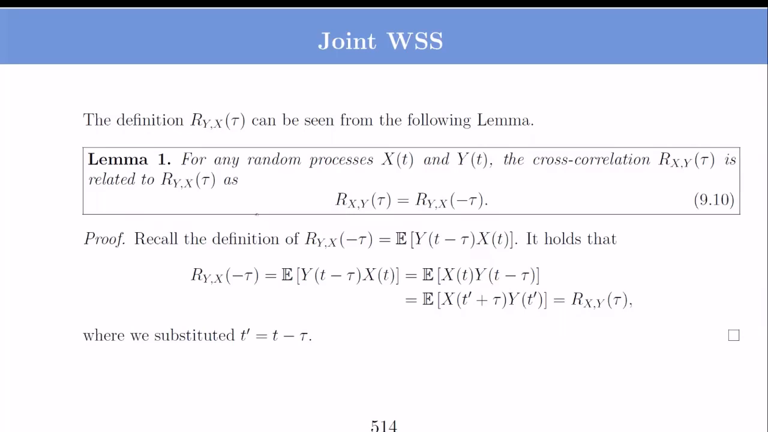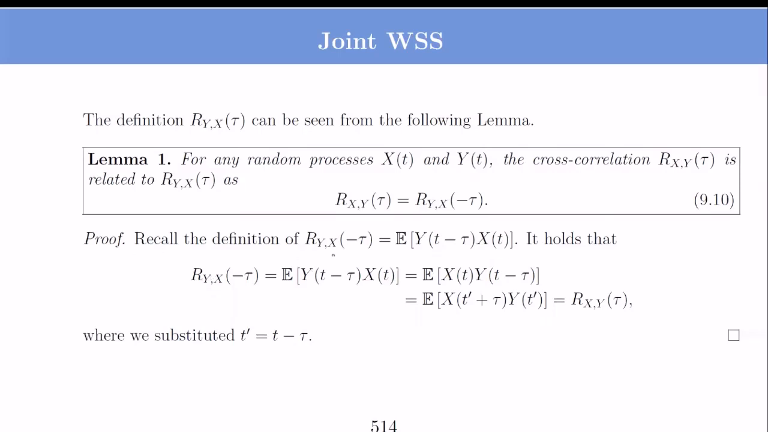Now, the same way we have defined Rxy, we can also define Ryx. So Ryx(tau) is the expectation of y(t plus tau) times x(t). We can say that the cross correlation Rxy(tau) is related to Ryx(tau) as Rxy(tau) equals Ryx(minus tau). And that can be proven from the definition.